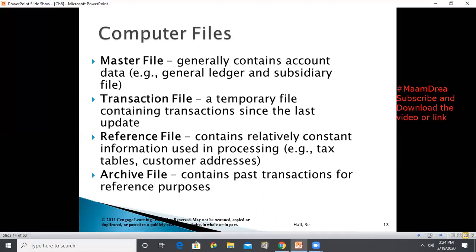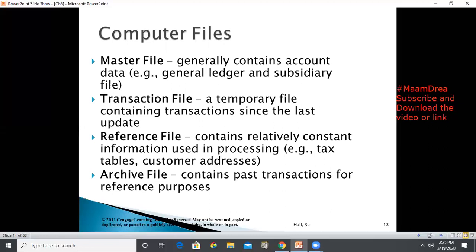Master files generally contain account data like the general ledger and subsidiary file, while the transaction file is just a temporary file containing all the transactions since the last update. That would contain, for example, the sales orders, inventory receipts, and the cash receipts.